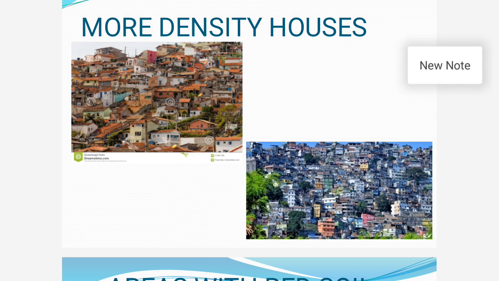We can experience such kind of houses in Mumbai too. For example, Kurla, Mumbra, etc., where the population is quite high and they stay very close to each other. This gives us an example of more density or more population.